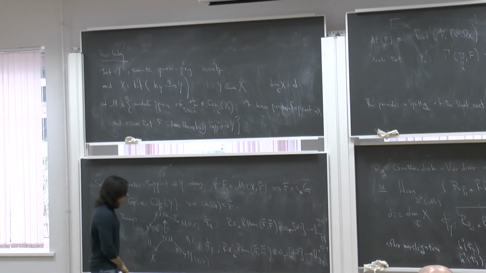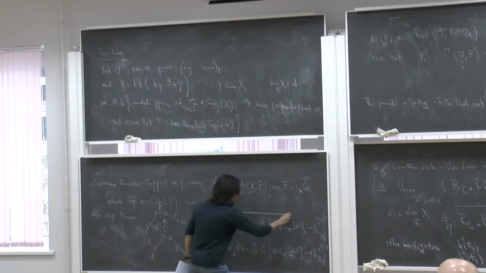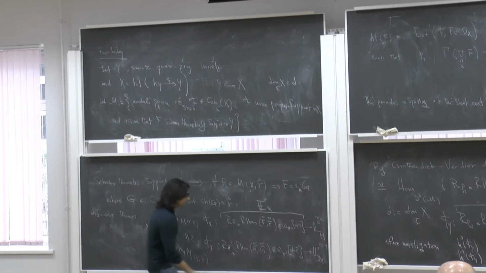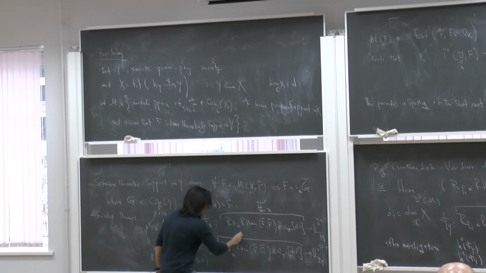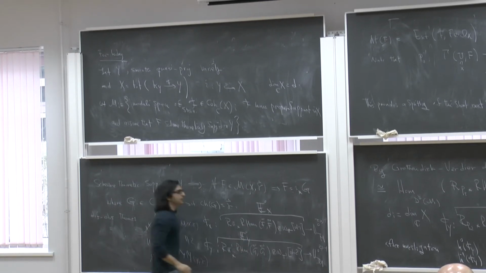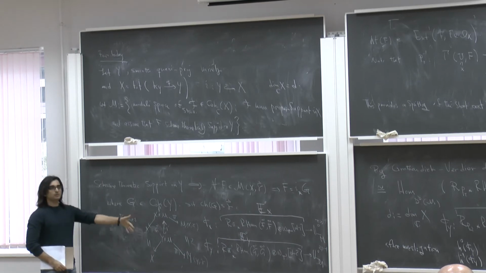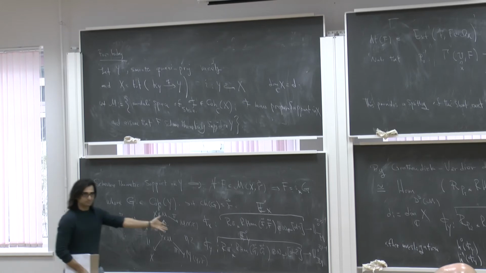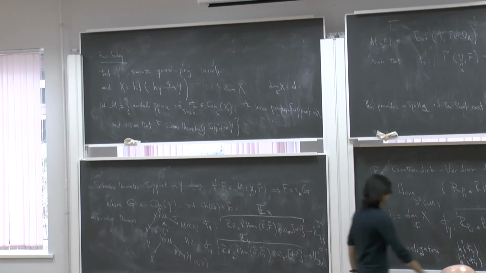Okay, so let me call this one, I called this one before, E dot of X. And let me call this guy E dot of Y. And let me at least show you the discrepancy between these two, so that you can see why these two things are different.